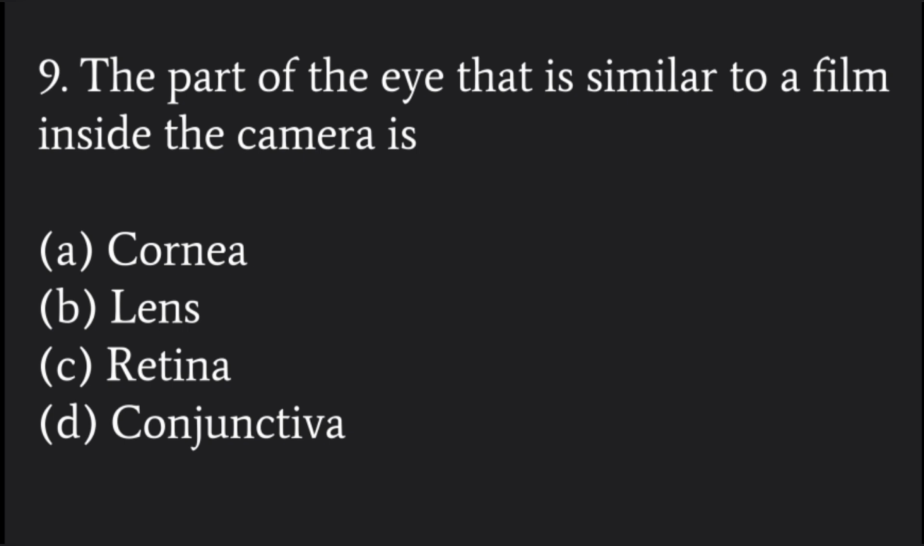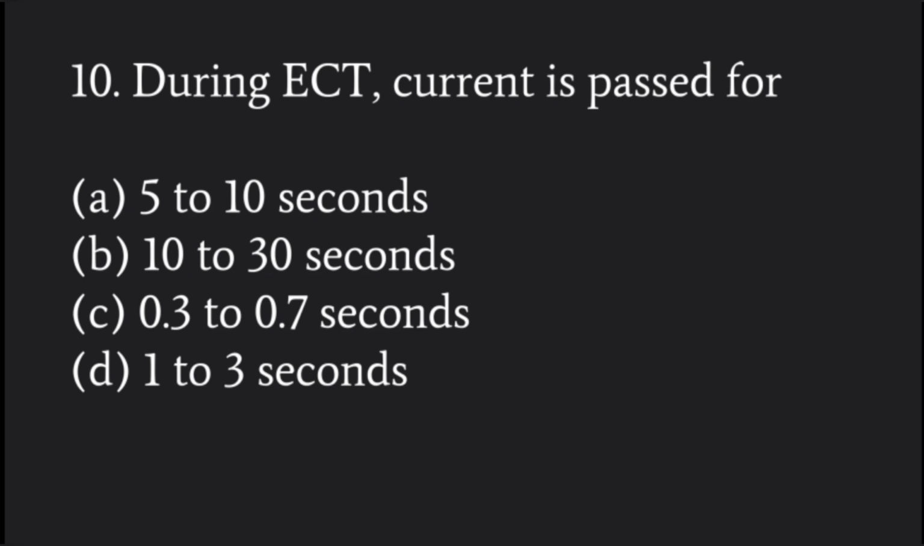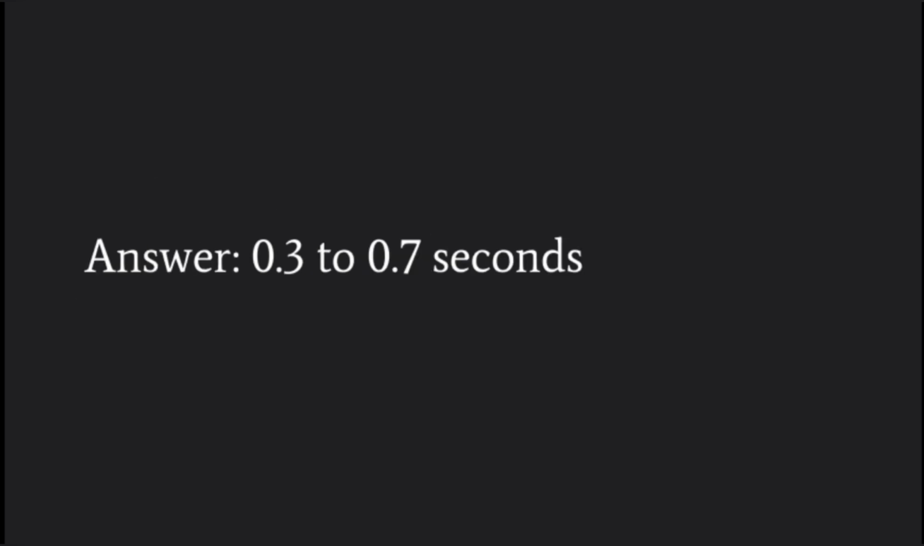The part of the eye that is similar to a film inside the camera is cornea, lens, retina, or conjunctiva. See, here the question is the part of the eye that is similar to a film inside the camera. So where is the image forming? Retina. During ECT, electroconvulsive therapy, the current is passed for, the duration is asked, 5 to 10 seconds, 10 to 30 seconds, 0.3 to 0.7 second, or 1 to 3 seconds. See, the answer is 0.3 to 0.7 seconds.